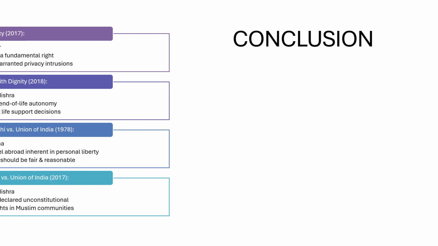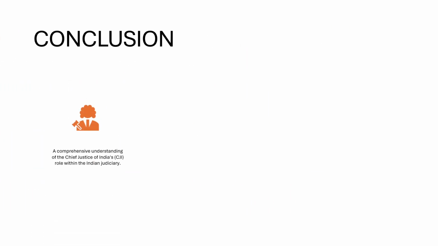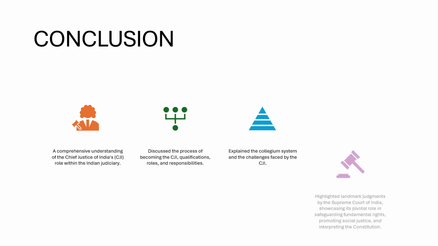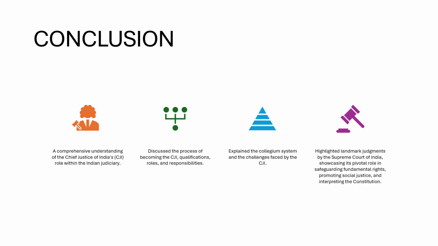In conclusion, today's video has provided a comprehensive understanding of the Chief Justice of India's role within the Indian judiciary system. We discussed the Chief Justice of India's appointment process, qualifications, roles, responsibilities, the collegium system, and the challenges they face. We also explored some landmark judgments delivered by the Supreme Court of India, highlighting the judiciary's pivotal role in safeguarding fundamental rights, promoting social justice, and interpreting the Constitution.